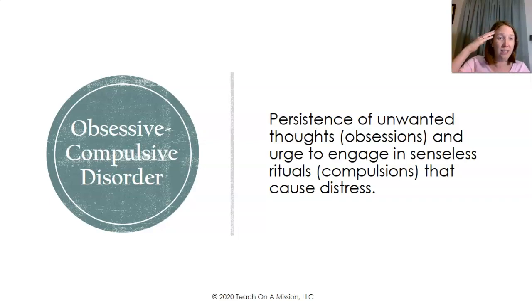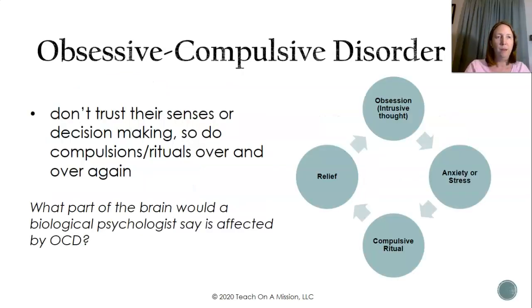This happens so much. These obsessions occur so often, and you do these rituals so often that it's disrupting your daily life and you don't like it, but you can't stop it. People with OCD don't trust their senses or their decision making. So even if they think they remember locking the door, or they think that they are in a safe household where it's okay to touch the doorknobs, they don't trust that. They don't know anything with certainty, so they do the ritual, the compulsion, over and over again, because in a way, better safe than sorry.